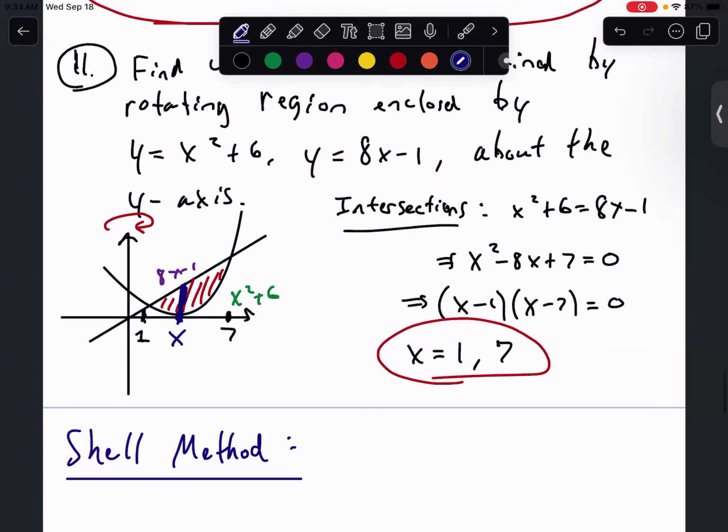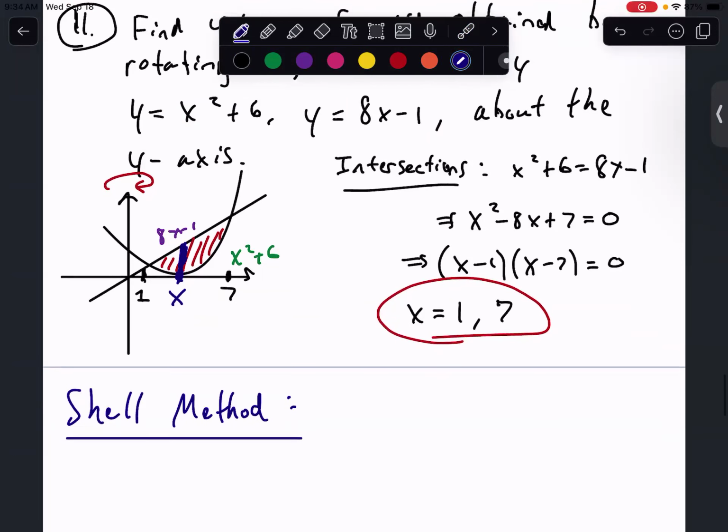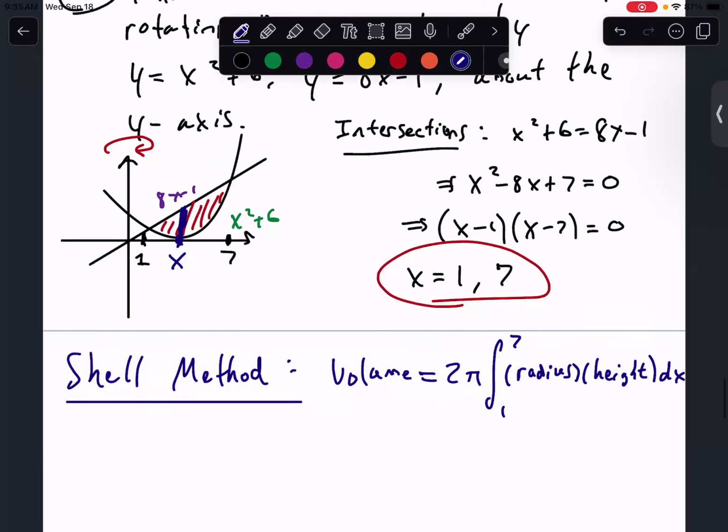When we're thinking about the shell method, we should be thinking in terms of circumference. So the equation is going to look something like this. The volume is going to be equal to 2 pi times the integral from 1 to 7, the 2 points of intersection. Then we have a radius and a height, which doesn't really relate to circumference, but I'm going to write it down as height anyways.